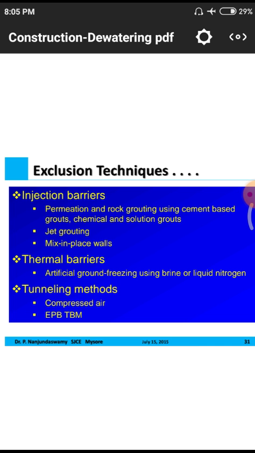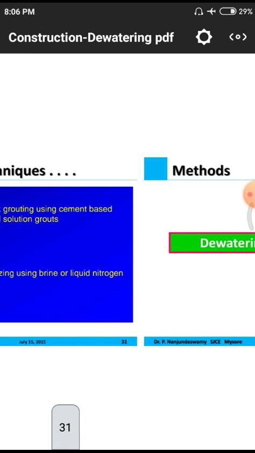Next we have tunneling methods. In these methods we normally use compressed air. Whenever we compress, due to those compression forces the water present in the structure flows into another strata or other fields. Next, EBB to EBM, is another technique that is not in our syllabus.